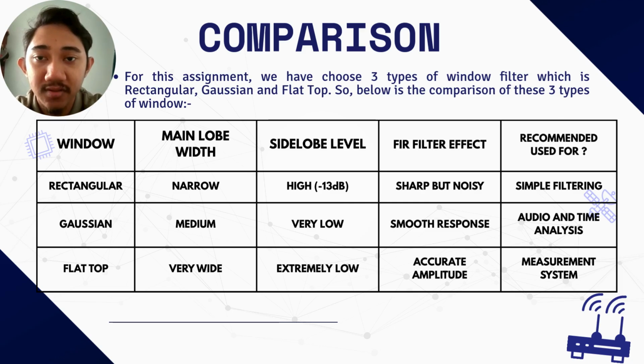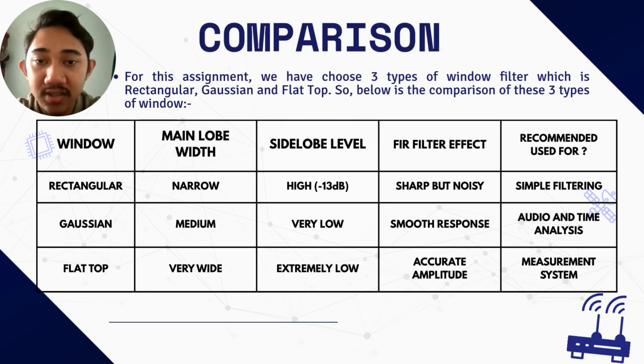Then, for the Gaussian window, this window offers a middle ground with a medium main lobe width and very low side lobe level. It provides a much smoother overall response, making it ideal for audio and time domain analysis.